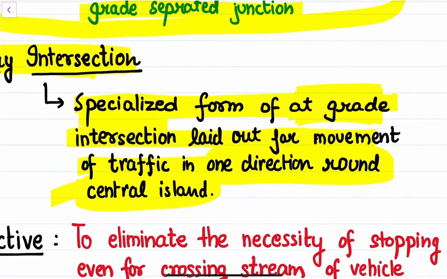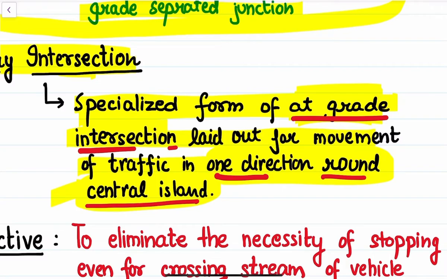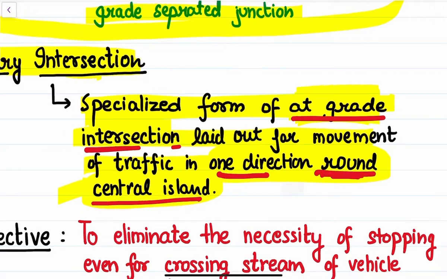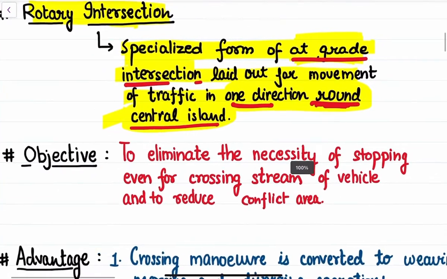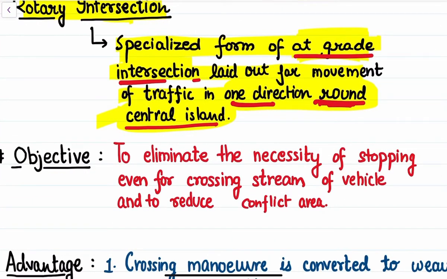Again, I will repeat, it's a specialized form of at-grade intersection, very important, laid out for the movement of traffic in one direction around a central island, right? Objective: why do we need to construct a rotary? We have discussed just now that the objective is to eliminate the necessity of stopping even for crossing streams of vehicles and to reduce the conflict area.